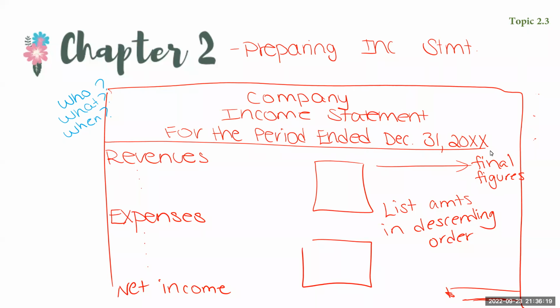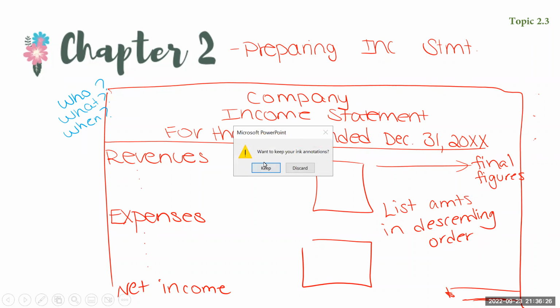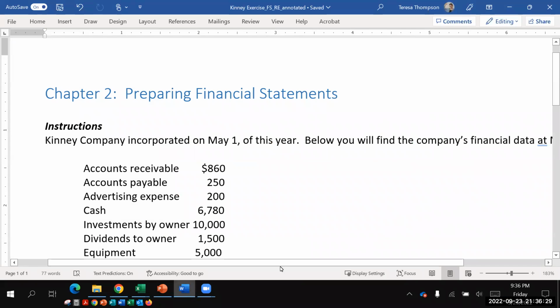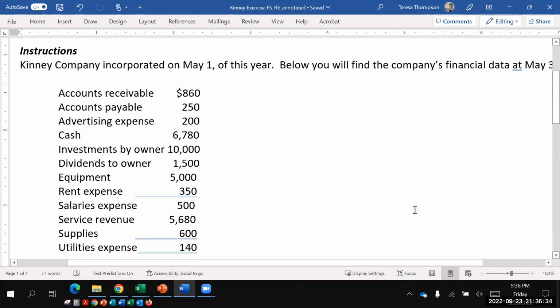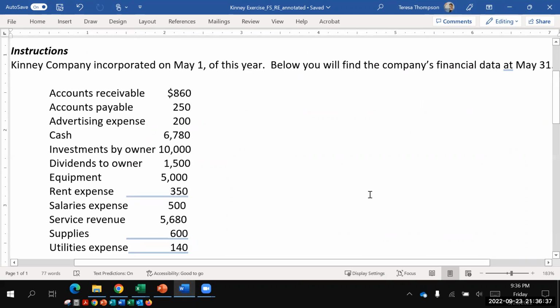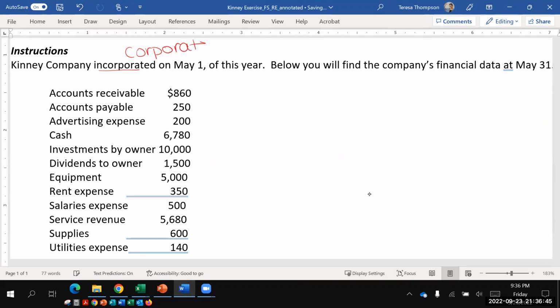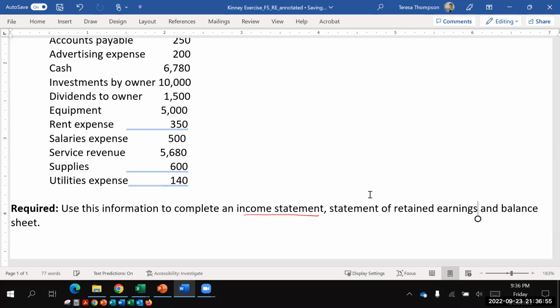All right, so let's give it a try and prepare an income statement using some real numbers so we can see what it looks like and some real expenses and revenues. So let's go ahead and look at the Kinney information that you should have. We have a company, they have incorporated. That means this is a corporate business formation, meaning we're going to use a statement of retained earnings when we get there. Right now, we're just going to focus on preparing the income statement.